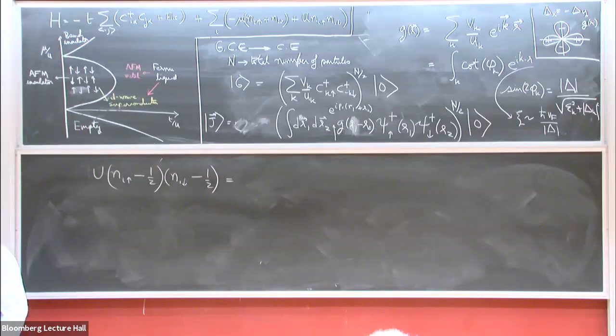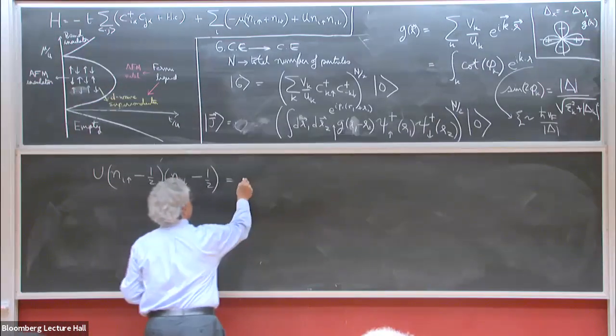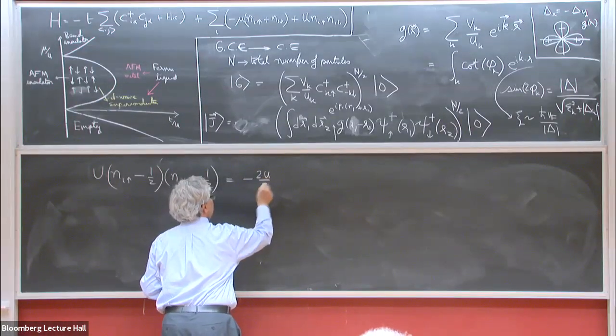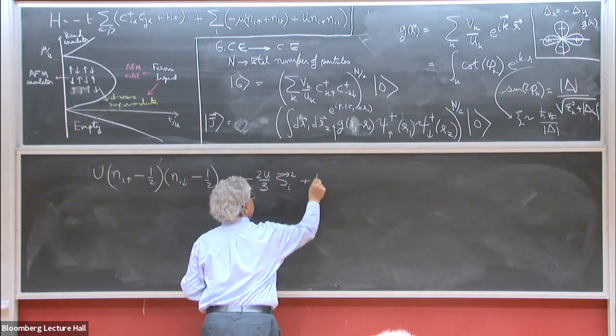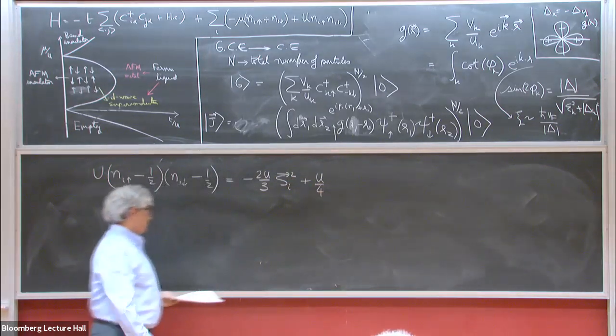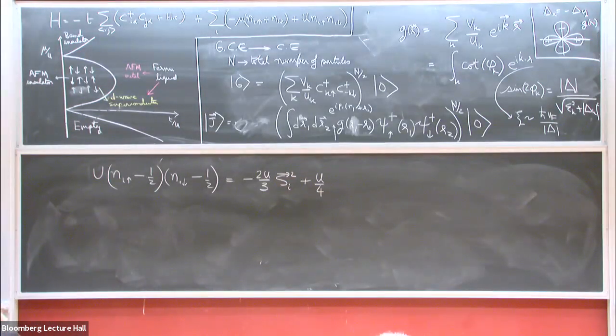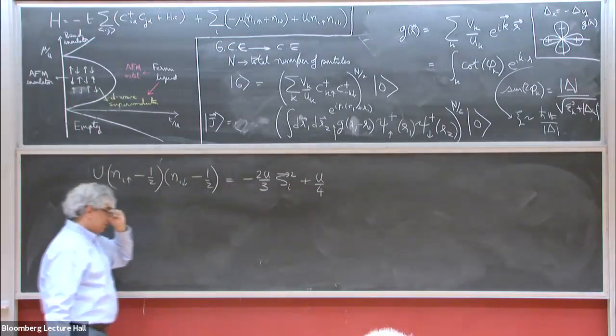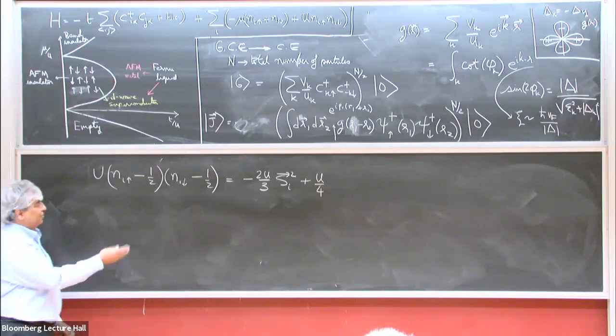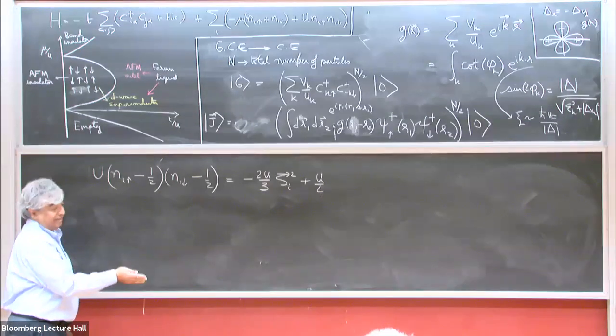And this is equal to -2u/3 S_i squared plus u/4. So this is an exact identity you can check by putting in the fermion operators and using various commutation relations. Or more quickly, you can just look at the states.